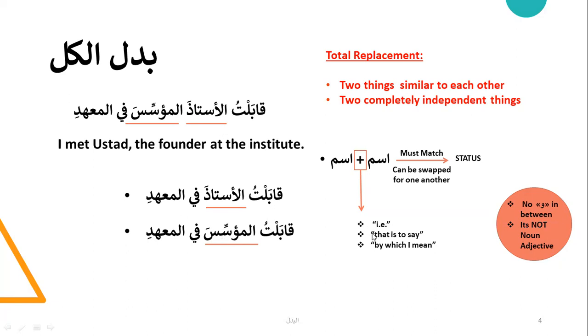Also, you can see that Qabaltu, I met Ustad, that is to say the founder at the institute. So you see all these meanings are implied in the middle. I met Ustad, that is the founder at the institute. All these meanings are at play over here. Also see there is no wow in the middle. And you can see that muassisa is not an adjective to al-ustada. It's not an adjective really. I'm talking about the simple sifa, ism sifa. So that is how it is.